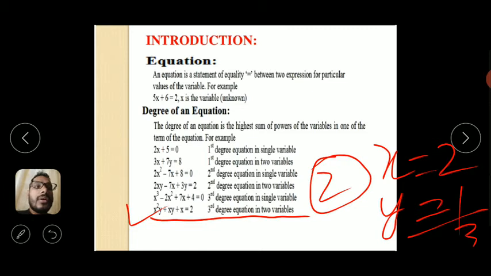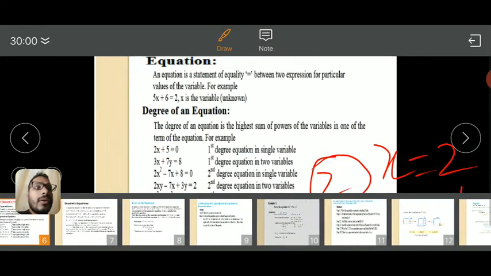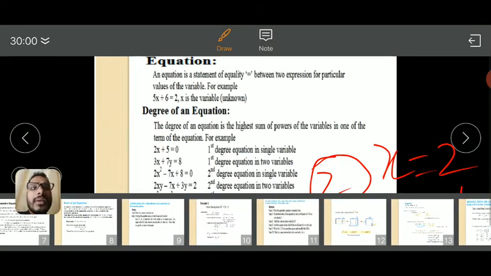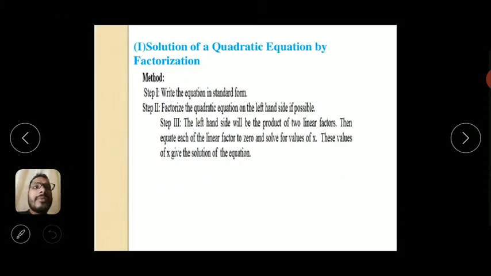2. Alright, so moving to the next part of this chapter, we discussed in our previous class the roots of the quadratic equation. First of all, there are 3 ways of solving for the roots of a quadratic equation. The first one was the factorization method. Here we have the solution of a quadratic equation by the factorization method. So we'll discuss this topic in today's class.